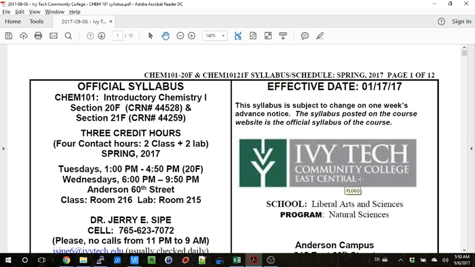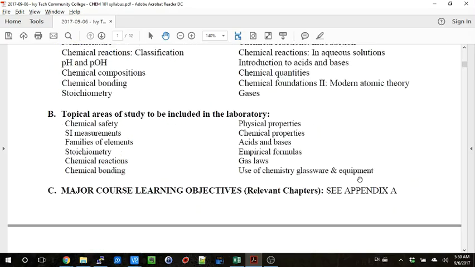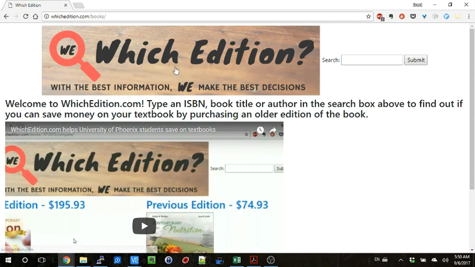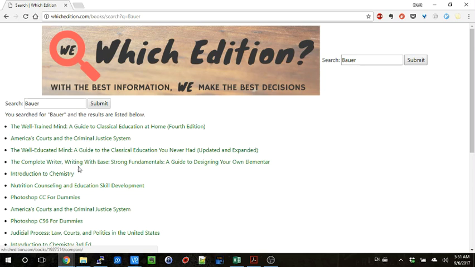And we have the syllabus on the screen in front of us, and let's go and look at the required textbooks. There are two textbooks required by this course, Introductory Chemistry and Conceptual Chemistry. And I'm just going to take the author name and copy that and take it to the Which Edition website. Here on the front page, there's a search box. I'll paste the author name into there. His name is Bauer, and it'll come back with results by that author.